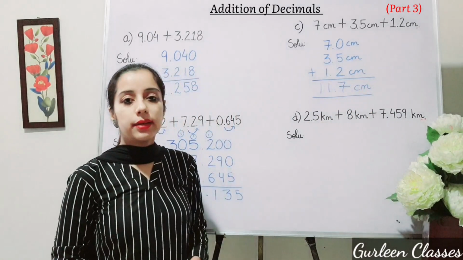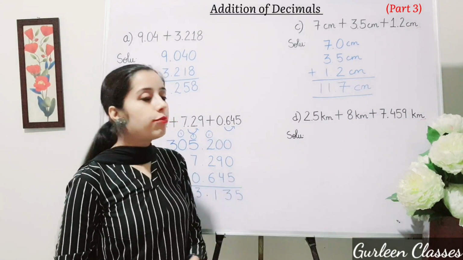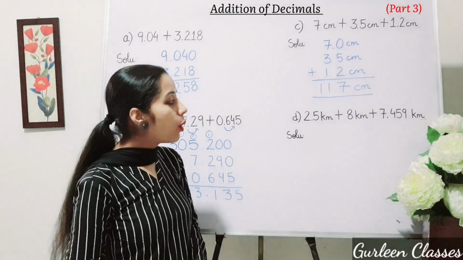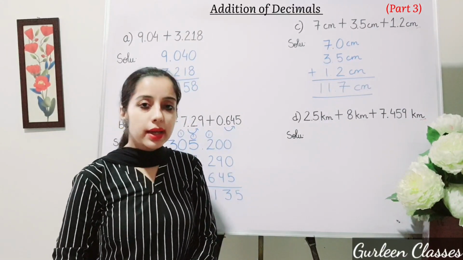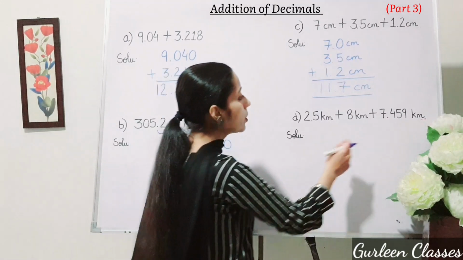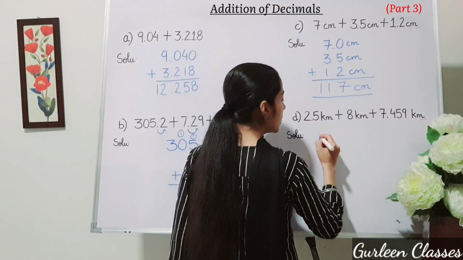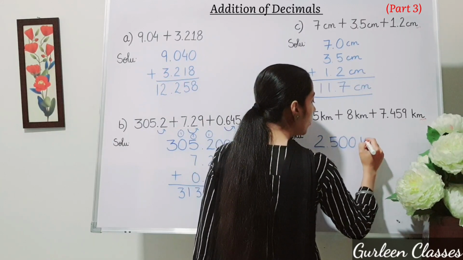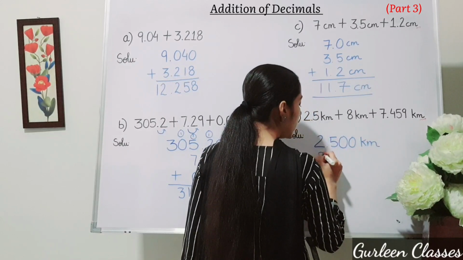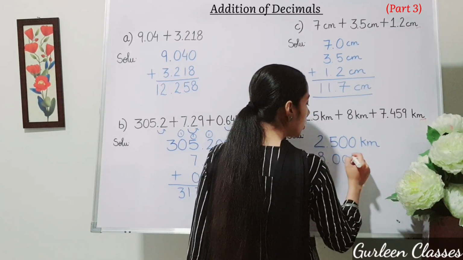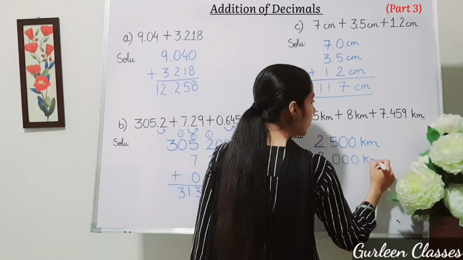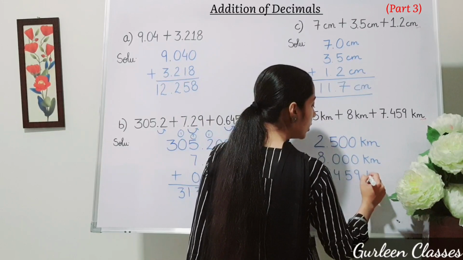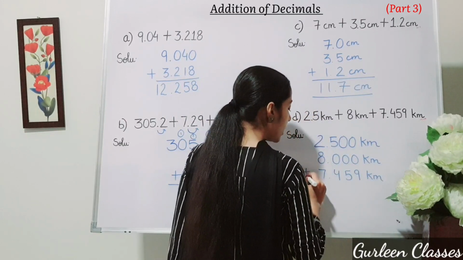So the answer is 11.7 centimeter. Now D bar: 2.5 kilometer plus 8 kilometer plus 7.459 kilometer. Again we will convert into like decimals. So here after the decimal there are 3 digits. So it will be 2.500 kilometer. Then 8.000 kilometer. Then 7.459 kilometer.